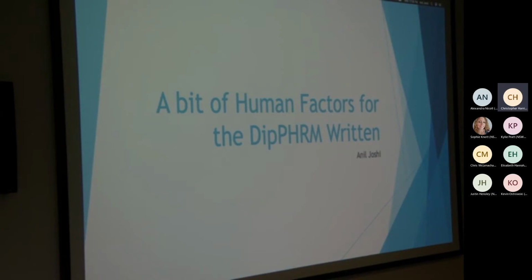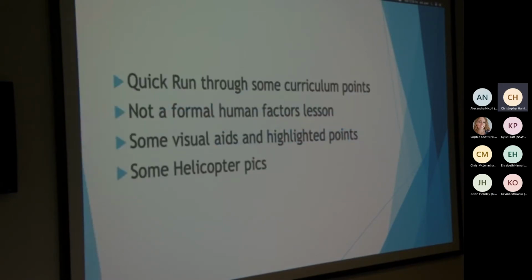I thought this was going to be a great idea when I first said I'll do human factors. It is very much geared towards the written exam, and I've taken bits from the curriculum. I'm not here to teach human factors. I'm just going to highlight some of the points which I think might be pertinent in the exam, with a bit of background as well, which probably would be quite familiar for a lot of you.